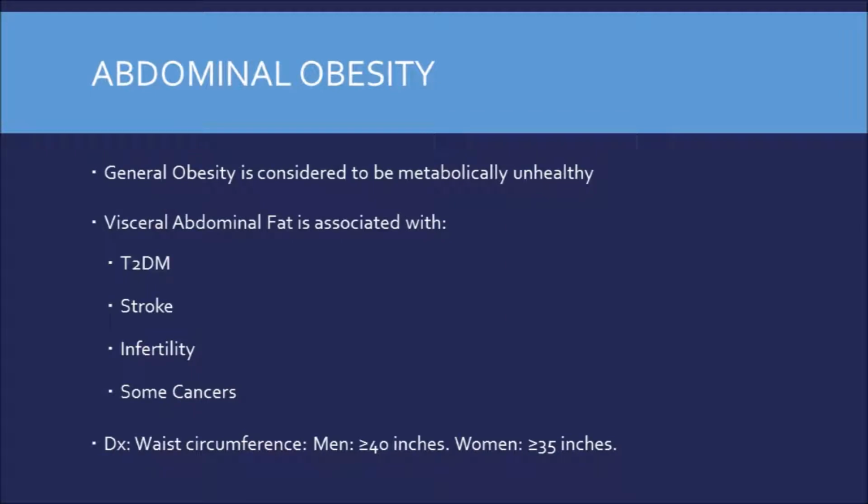Abdominal obesity is defined as a high waist-to-hip ratio. In general, obesity is considered to be metabolically unhealthy. Abdominal obesity is associated with an increased risk of type 2 diabetes, stroke, infertility, and some cancers. A diagnosis of abdominal obesity is made with a waist circumference greater than or equal to 40 inches in men and greater than or equal to 35 inches in women.